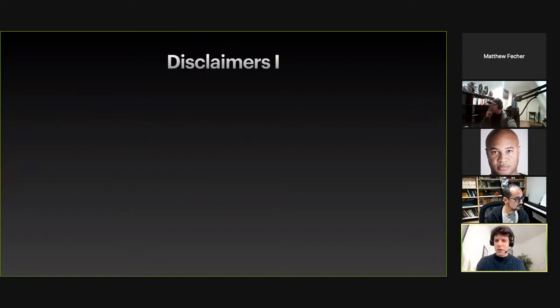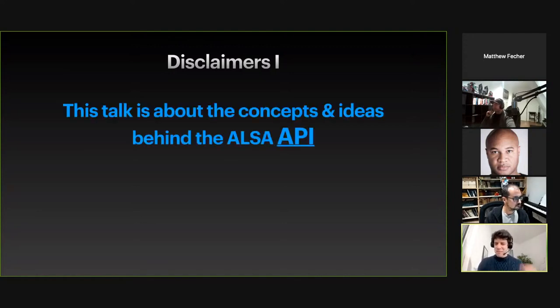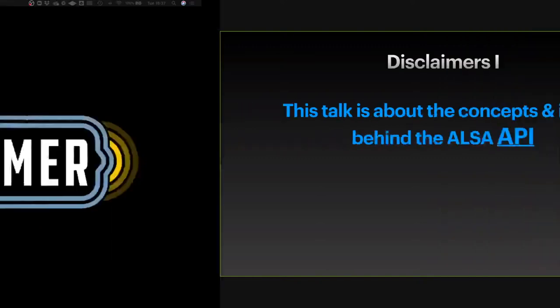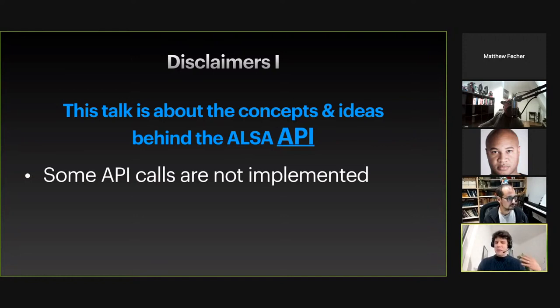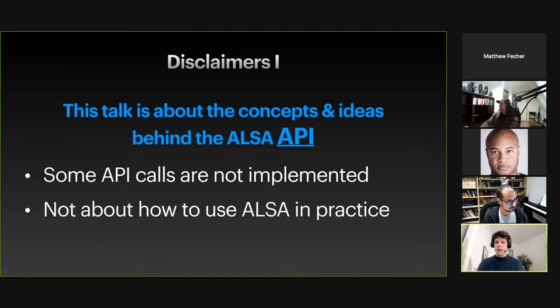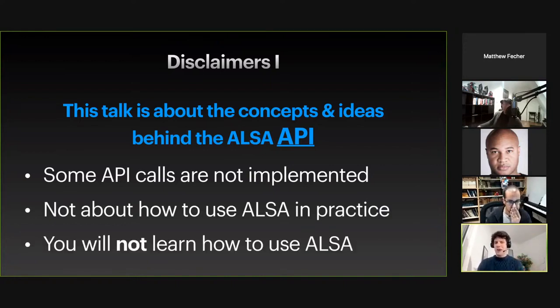As always, if you've been to one of my talks before, I have talk disclaimers at the beginning of all my talks. The big disclaimer here is that this talk is about the concepts and the ideas behind the ALSA API. So I'm not talking about the ALSA code as such, but just about the ideas behind the API. And I really want to stress that some of these API calls are not even implemented. I really just want to talk about the person who came up with the idea for this API and the key concepts here, but if you want to use this API, this is the wrong talk, because some of the APIs I mention are actually not even implemented on Linux. So this talk is not how to use ALSA in practice, and you will definitely not learn how to use ALSA in this talk.